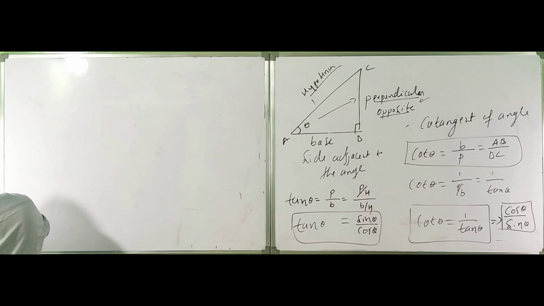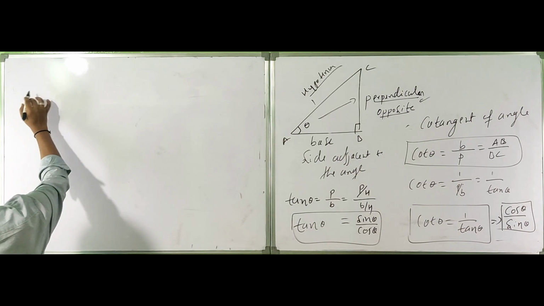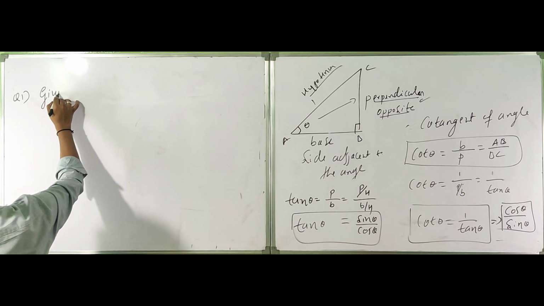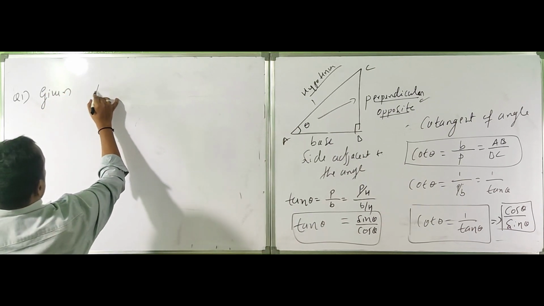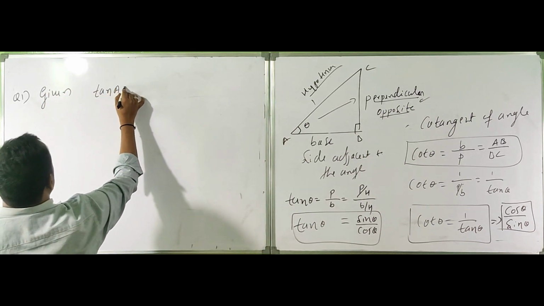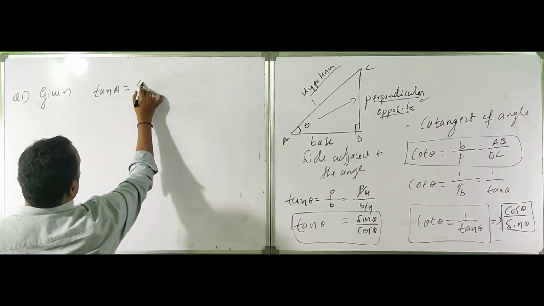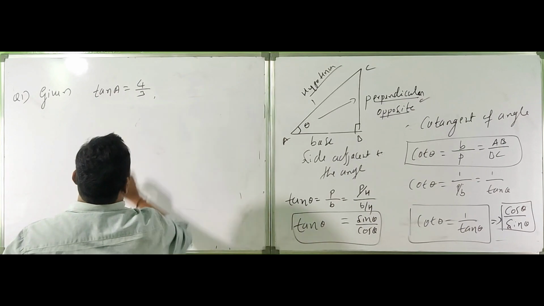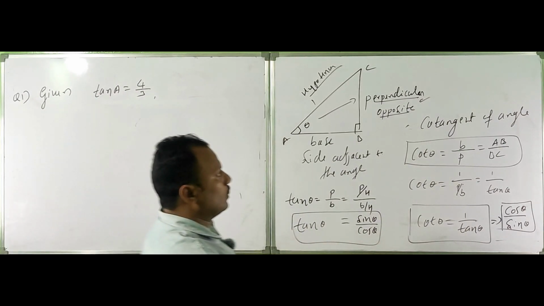First one is, given question number 1, given that tan A is equal to 4 by 3, find the other trigonometric ratios.